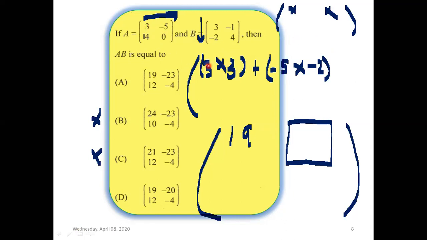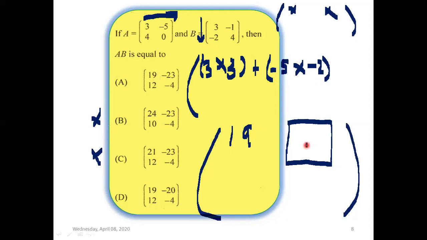Remember when you multiply a matrix, you multiply row by column. So 3 times 3 plus -5 times -2. And that would give 19. So as I was saying, that would rule out B and C because for the top left element, we have 19 for A and 19 for D.